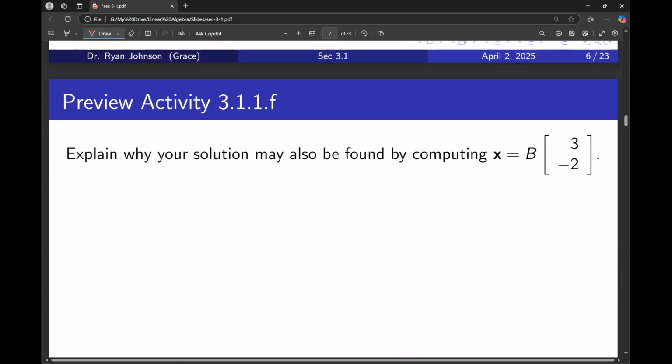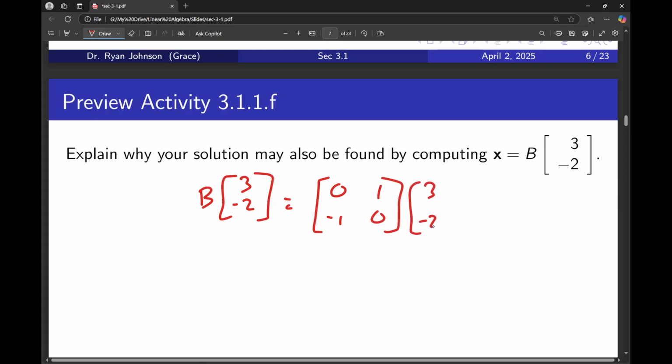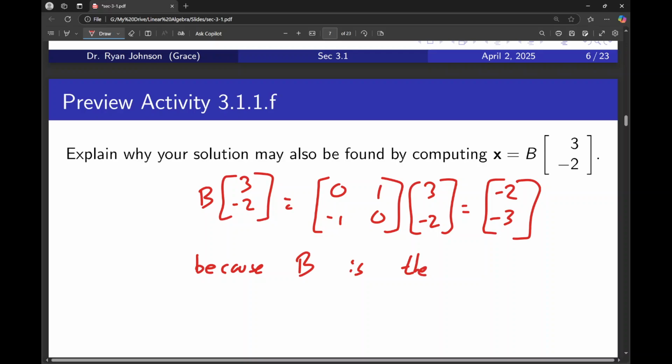Now, explain how your solution may also be found by computing x equals B times 3, -2. Well, B times 3, -2 is equal to B, which is 0, 1, -1, 0, times 3, -2, equals, so you get -2 there, -3 there. Why does that work? Because B is the opposite of A.